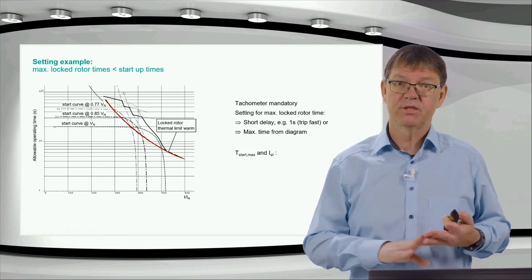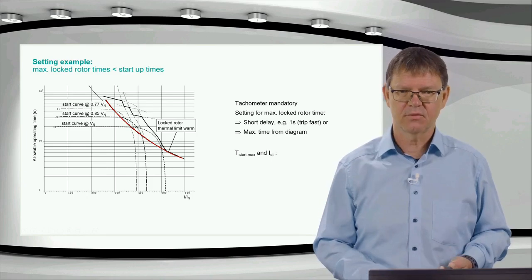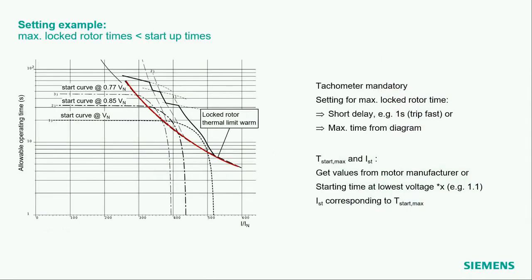Okay, now the question is, what are the settings for my starting time and the starting current here? From this diagram I don't see it really exactly. So I see what the standard starting time is, so I can take that value here. But if I'm a couple of milliseconds longer, then I would probably trip. So I need to give some margin in here. And for that, you need again to contact the motor manufacturer.